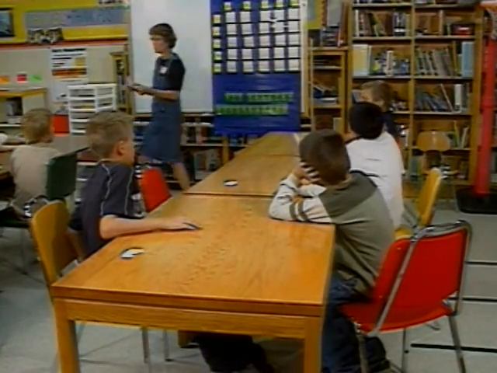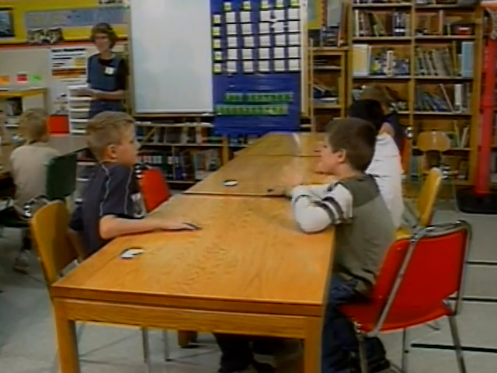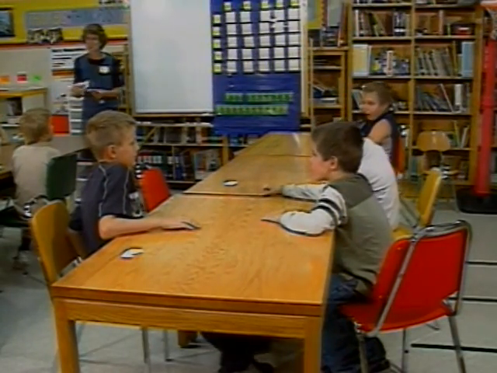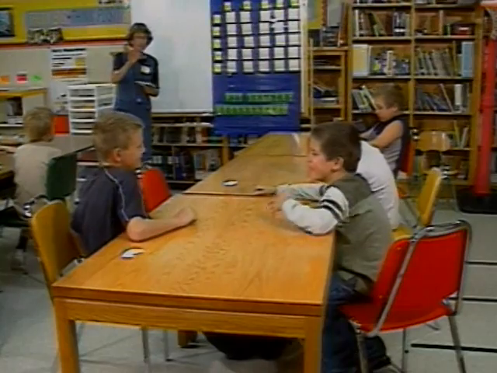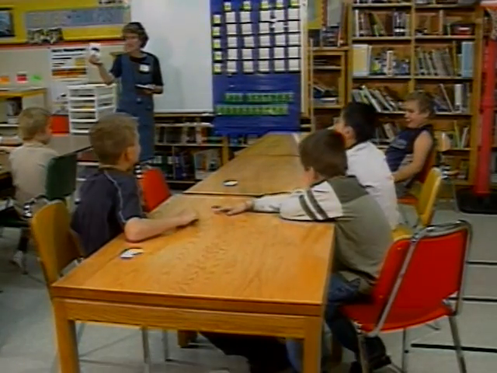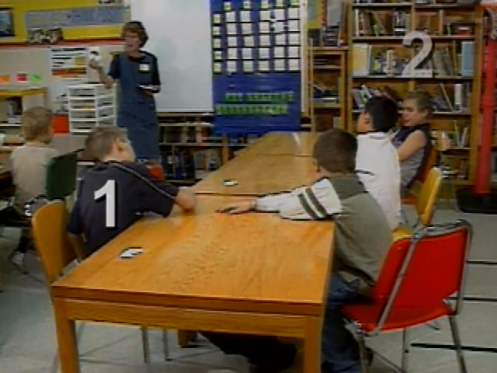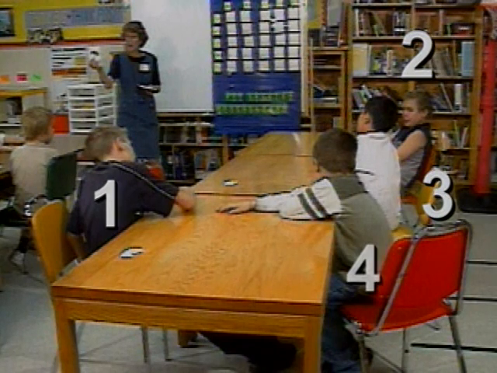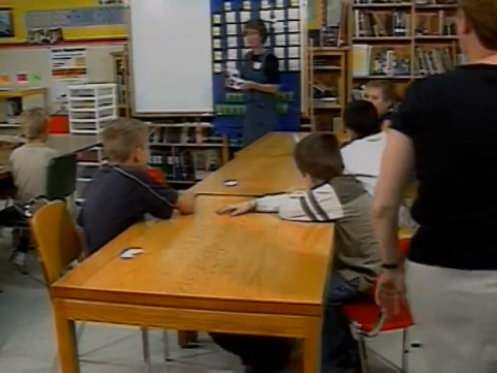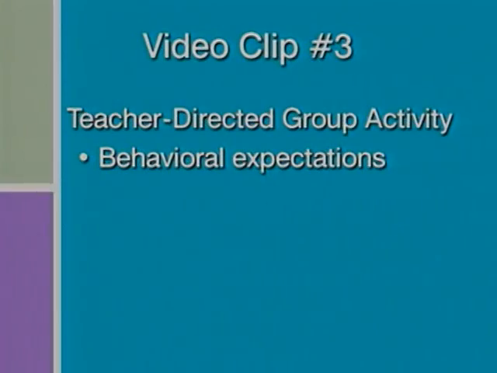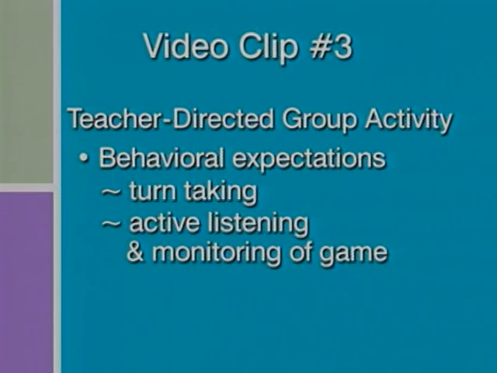In this video clip, we revisit the group activity we watched previously, but this time the camera focuses on students in Team B. There are 4 boys numbered 1 to 4. You will find these numbers on worksheet number 3. As before, the teacher has already explained to the students the behavioural expectations, which are turn-taking, active listening, and monitoring of the game, remain seated.